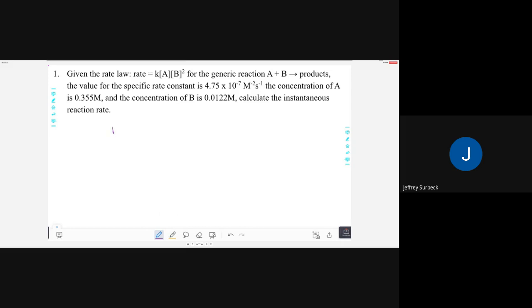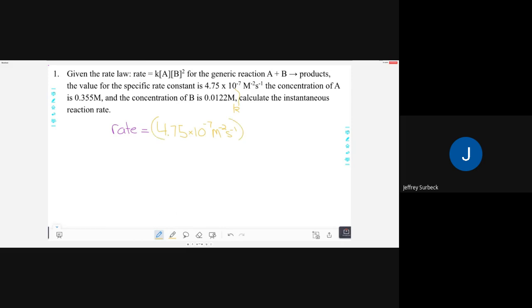So we're going to start out and we're going to say rate equals, and instead of putting K, we're actually going to put the value of K, which is listed at 4.75 times 10 to the negative 7. And that has the unit, in this case, of M to the minus 2, s to the minus 1. Now, because it's in scientific notation, I like to put this stuff in parentheses.